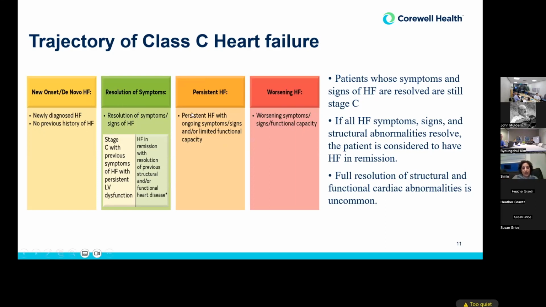Now, this is not a linear path, as you know. There are ups and downs, and they get better, and their symptoms feel better. So it's not quite the straight path like it is oftentimes in oncology.